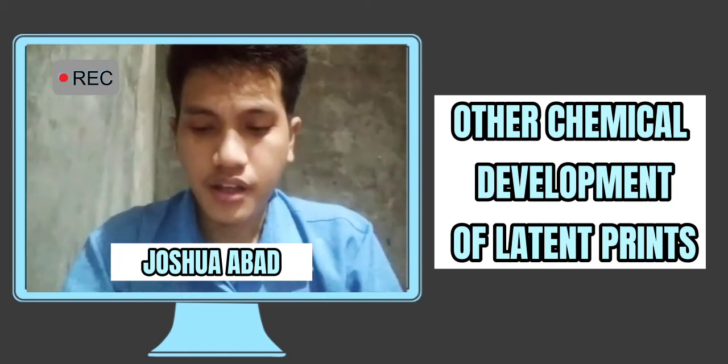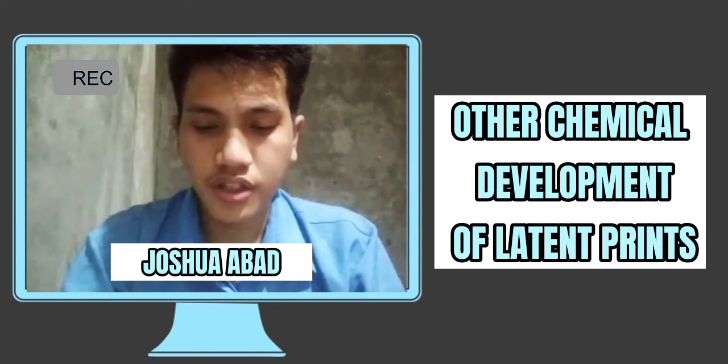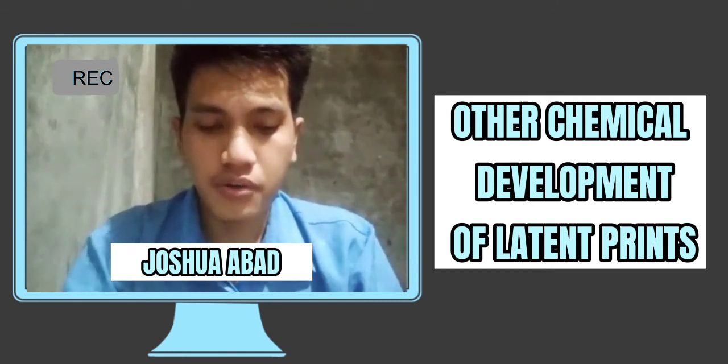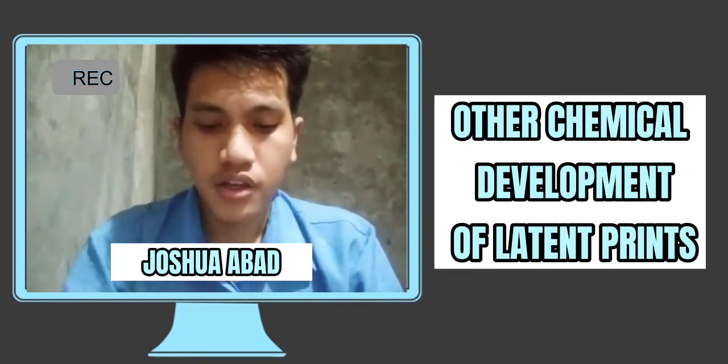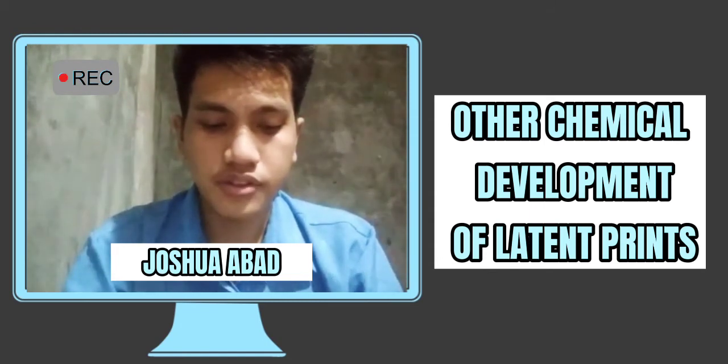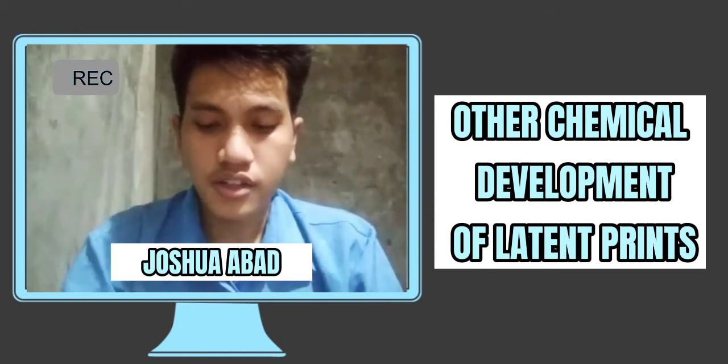Number 5. DFO, 1,8-diazafluoren-9-one. This is a ninhydrin analog. It reacts with the proteins to give a highly fluorescent red colored product, which is more sensitive than ninhydrin. These red prints may be immediately visible to the naked eye. DFO developed prints fluoresce under almost all laser and alternative light sources. Ninhydrin may be used in conjunction with DFO, however, DFO must be used first.